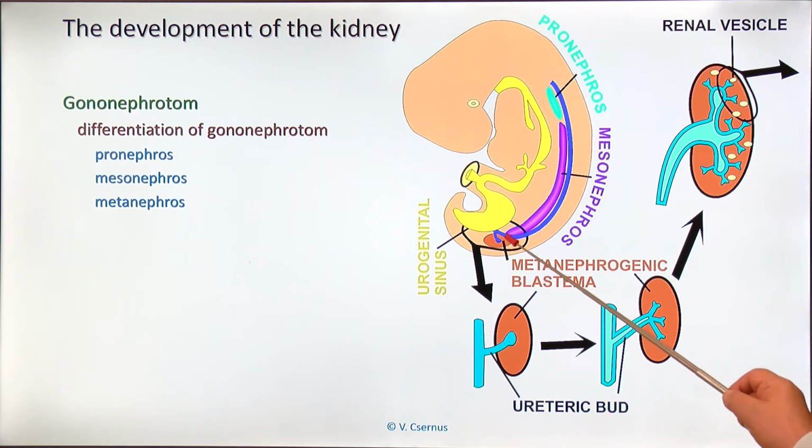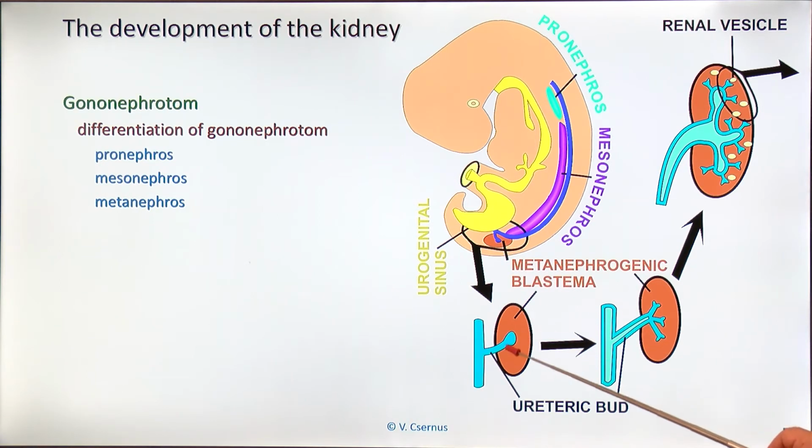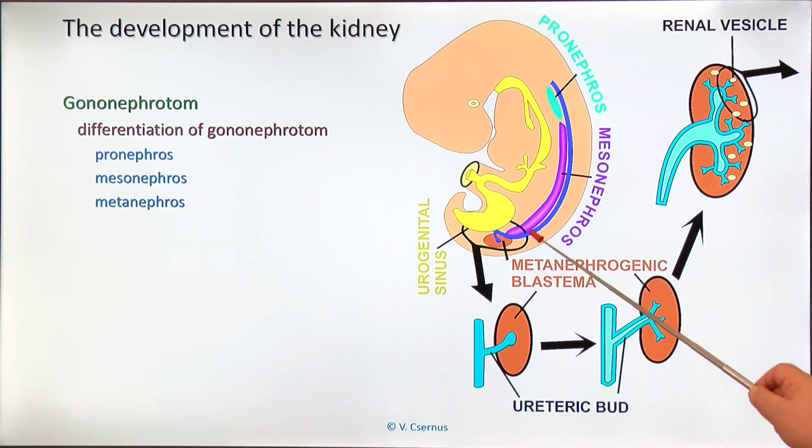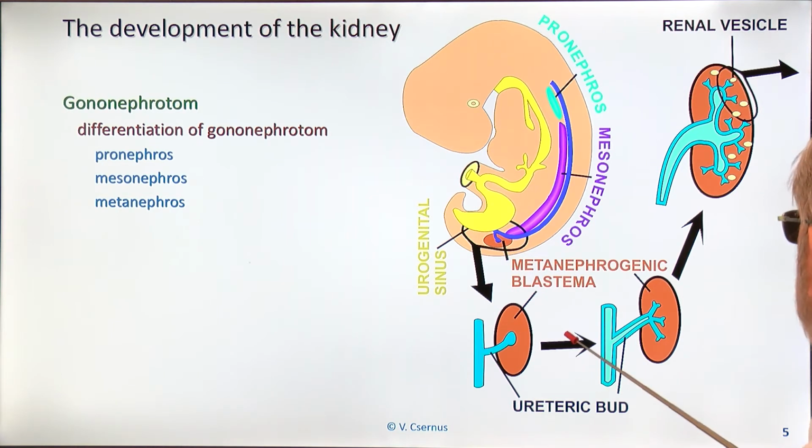So once again, at the beginning, a homogeneous epithelium-like mass, this is the metanephrogenic blastema, and a side tube of the Wolffian duct, the ureteric bud. This is a derivative of the Wolffian tube, which is also permanent in females.